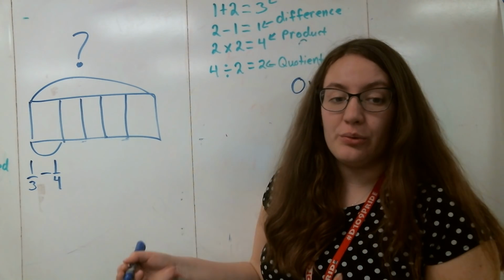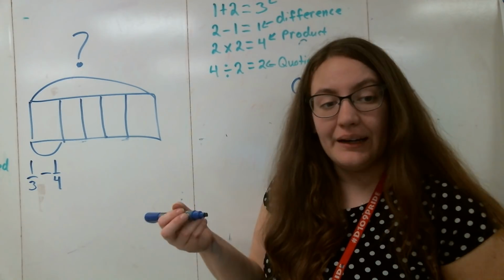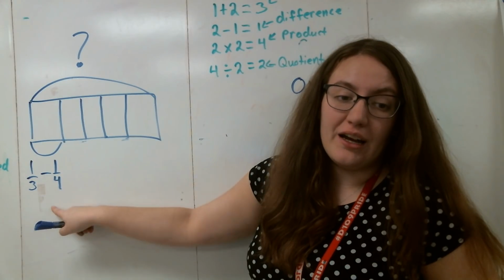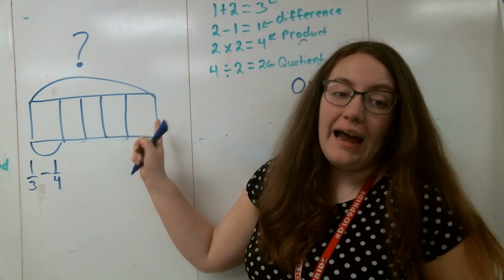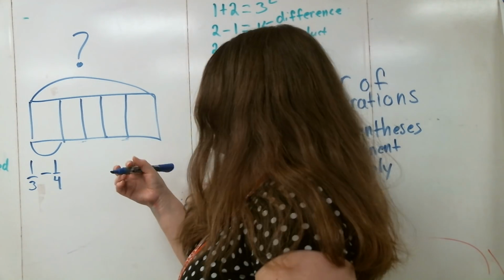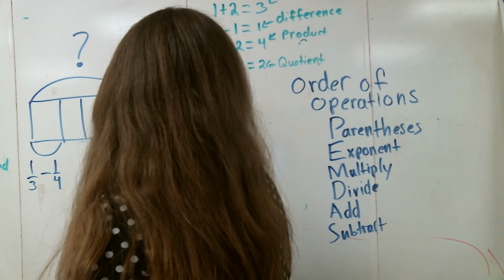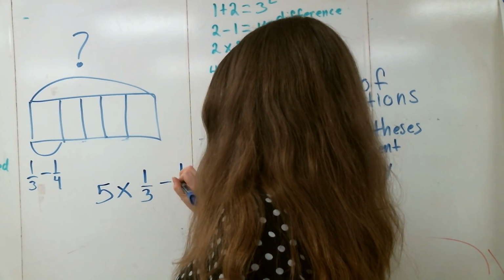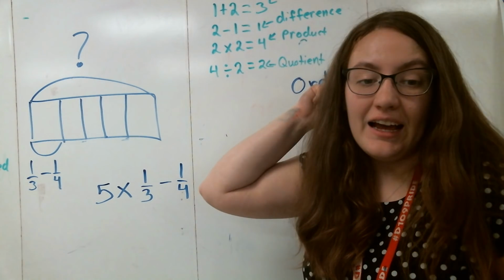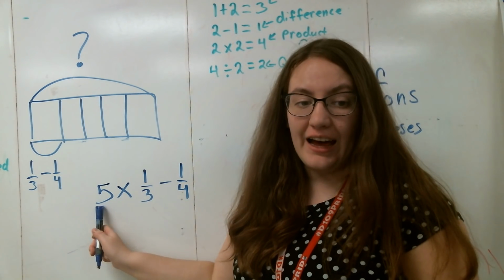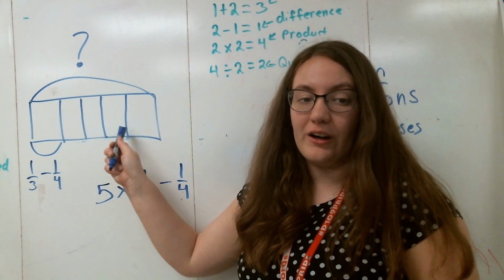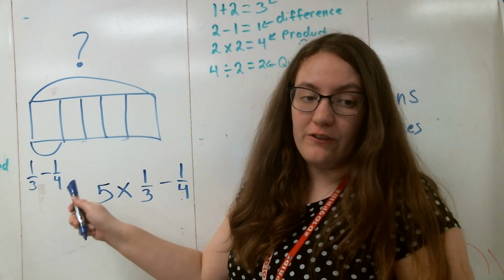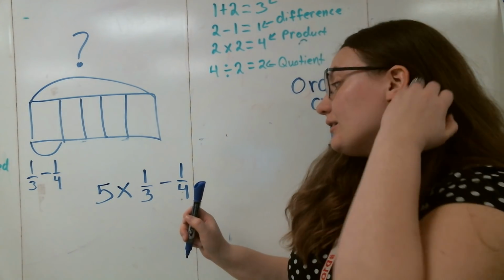And in this case, we're going to be doing something very, very similar. What I'm going to be doing is multiplying this third minus a fourth by 5. So I'm going to be doing 5 times 1/3 minus 1/4. The reason I'm multiplying this by 5 is because there are 1, 2, 3, 4, 5 boxes. So I have 5 units and I need to multiply all 5 by this third minus a fourth.